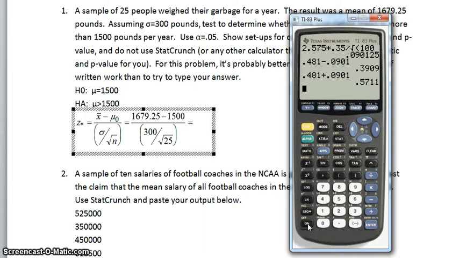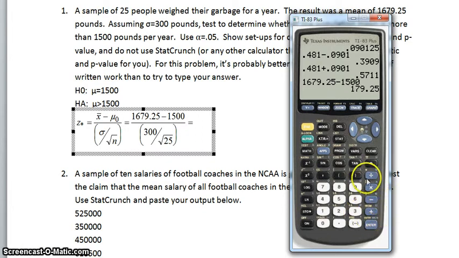So 1679.25 minus 1,500. Divide that by, I need to put parentheses here, 300 over the square root of 25. And you can probably do that part in your head, but I'm going to show you the calculator steps. So 2.9875 is our test statistic.